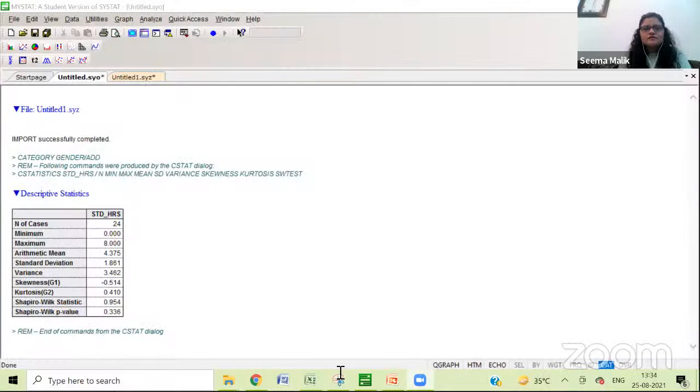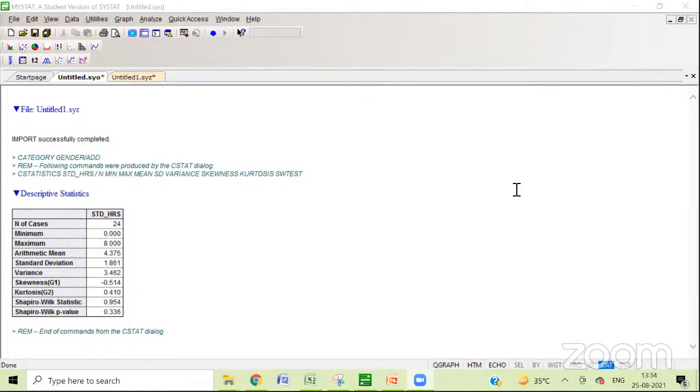Ma'am, the screen has gone. Okay, okay. I'm sharing the screen. Now it is visible, sir? Yes, it is visible now. Okay, yes, we had got the output.